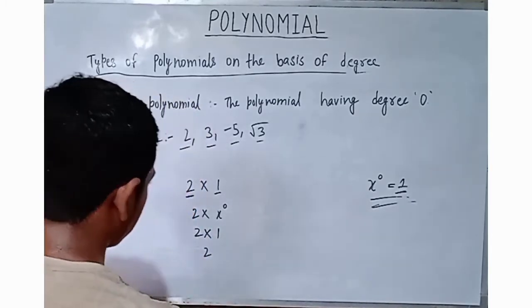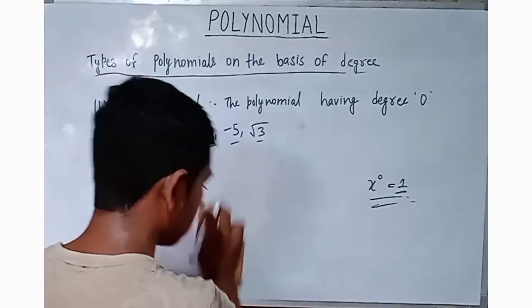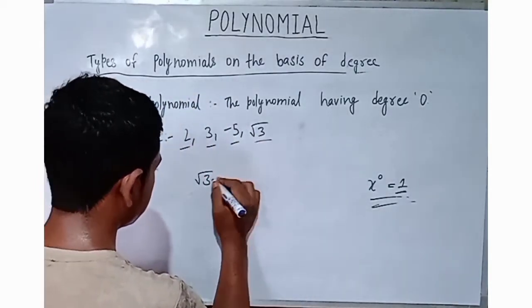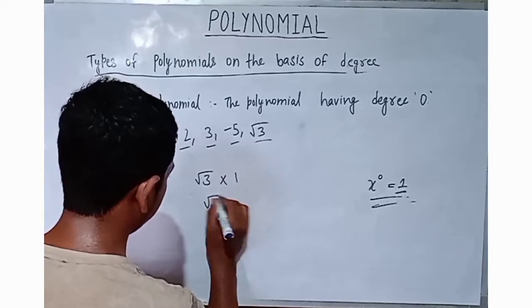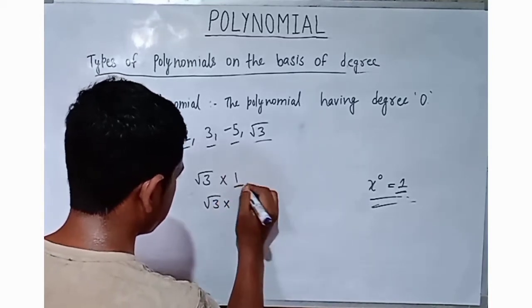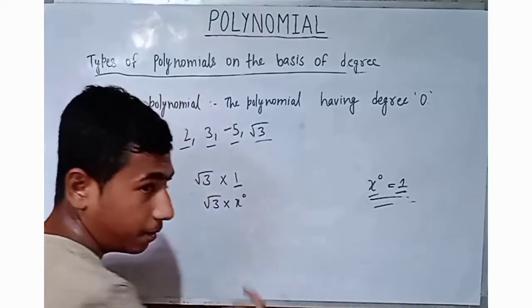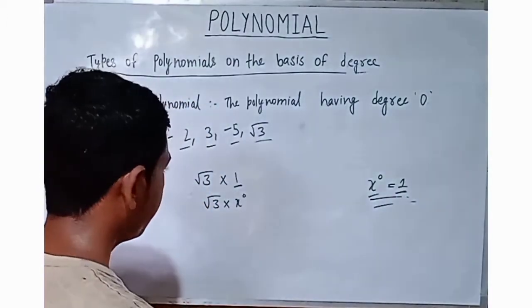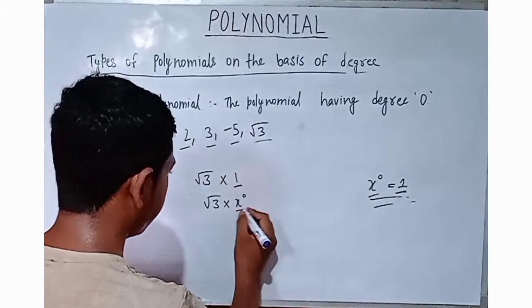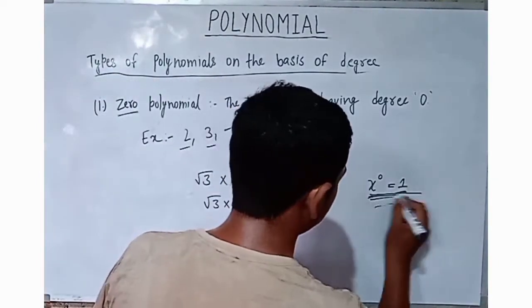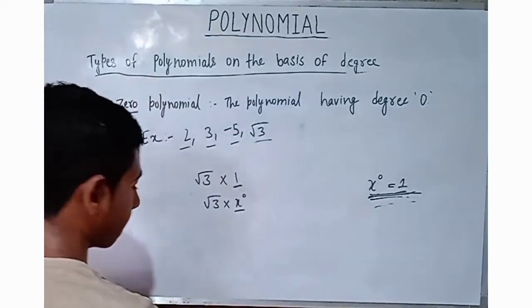I think you have understood this. Same here, you will do also root 3 into 1, then it will be root 3. In the place of 1 we can write x to the power 0. We need a variable, okay, and that variable to the power 0 is equal to 1. Okay, so this is the law which I am using here.